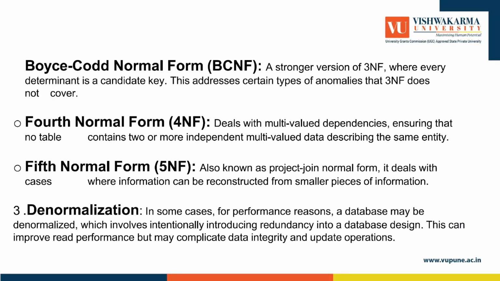Boyce-Codd normal form, BCNF, a stronger version of 3NF where every determinant is a candidate key. This addresses certain types of anomalies that 3NF does not cover. Rule: a stronger version of 3NF, every determinant must be a candidate key. Goal: handle certain types of anomalies not handled by 3NF, especially when there are overlapping candidate keys.